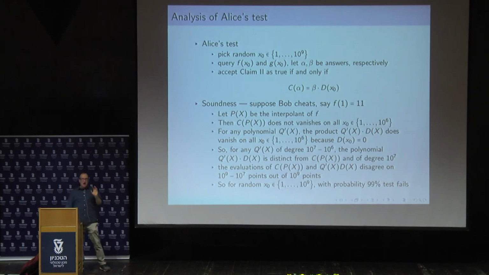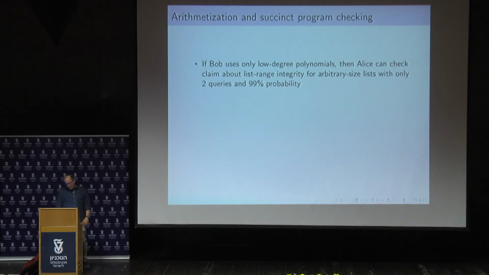So that's soundness. Now this, in essence, is what goes into SNARKs and STARKs and the Ligero system I mentioned, and Pepper and Zaatar, and in all of these things, you have such phenomena underlying soundness and completeness. So the point is that if Bob uses only low-degree polynomials, then Alice can check the claim about list range integrity for arbitrary size lists with only 2 queries and 99% probability. So we achieved succinctness.